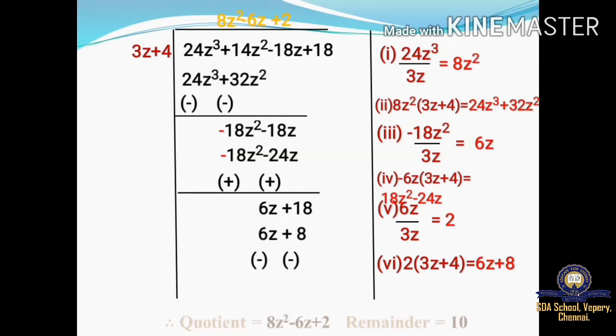Now you have to change the sign and subtract. So you will be left with 10 as the remainder. Got it? So the quotient is 8z square minus 6z plus 2 and the remainder is 10. Okay. Now let's move on to the next sum.